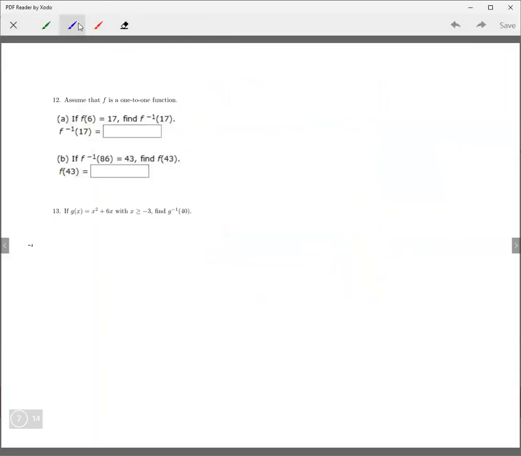Okay, number 12. Here, again, f of 6 is 17. So the inverse of 17 needs to return 6. And if the inverse of 86 is 43, that means that f took 43 to 86.